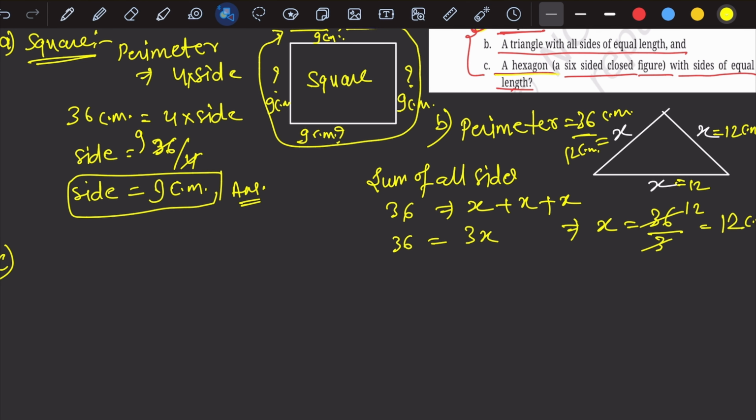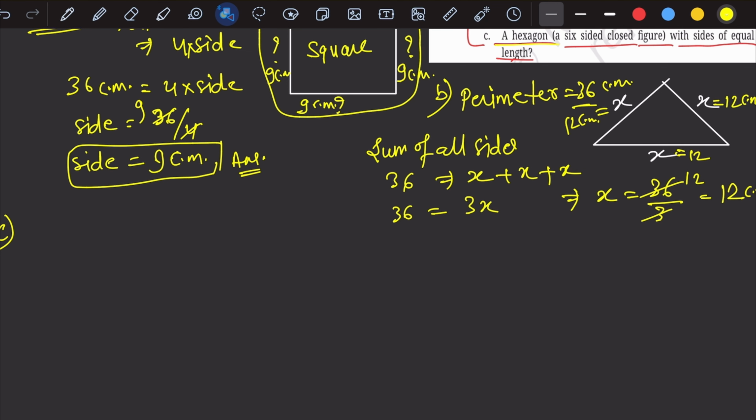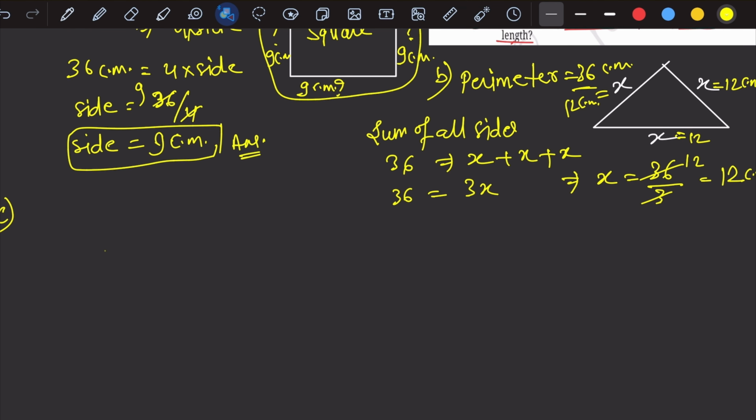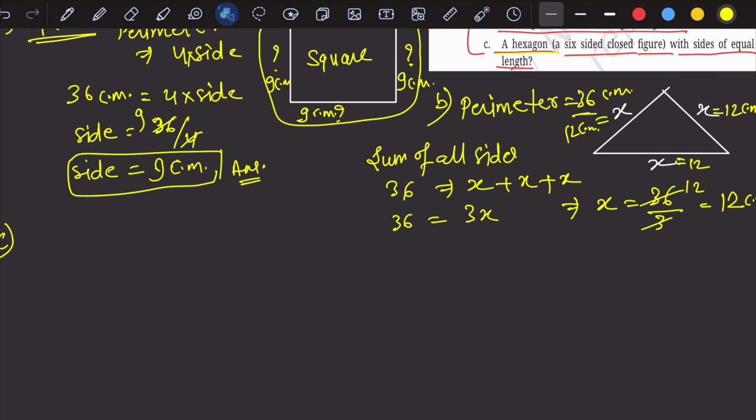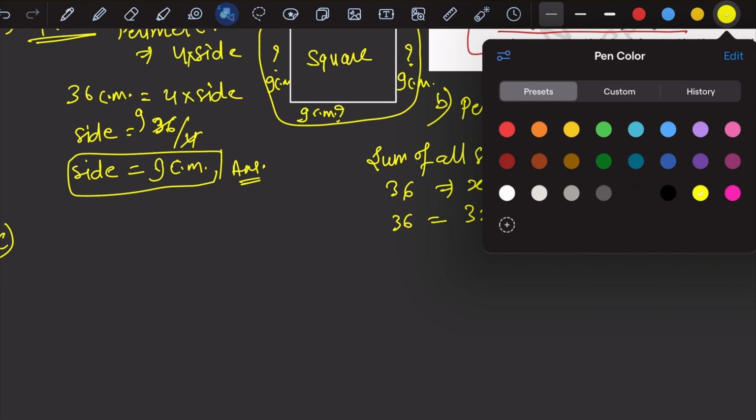Now how to make a hexagon? Okay, a hexagon will have all sides equal, but it is a six-sided figure. So let me make one hexagon here.